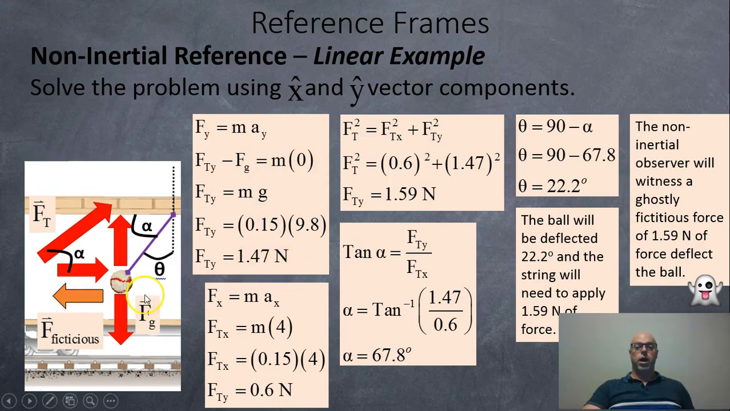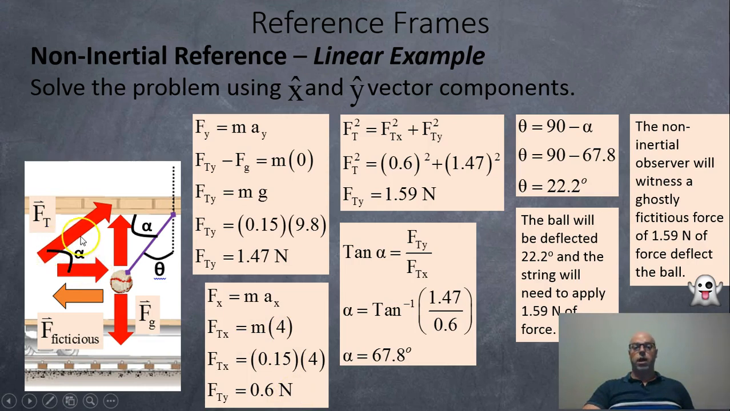Now in the x direction, we know it's accelerating the ball forward at 4 meters per second squared. And the only thing that's pulling the ball forward is the wire or the string. So the tension in the x direction will be the mass of the ball times that acceleration of 4, which is 0.6 newtons.